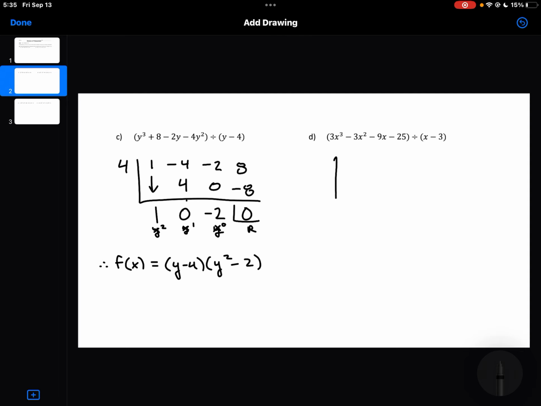Let's do another example. So we'll set it up with our coefficients, -9, -25. And then we've got our 0 outside, so +3. So I bring down my first one. I'm going to multiply through. 3 times 3 is 9.